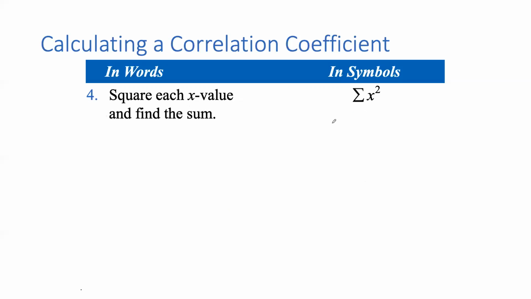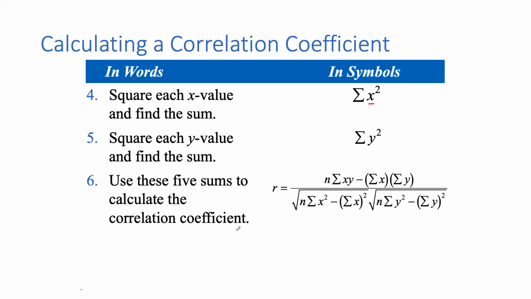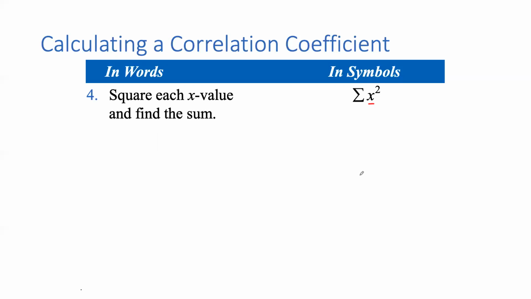I'll show you an example in just a second. Then square each of the x terms and add them all up. So x squared: first take each x, square it, and then add that column up. Then take each y, square it, and add that column up, and then use these 5 sums to plug in the right places. So you have the sum of xy, which you calculated here in step 3.